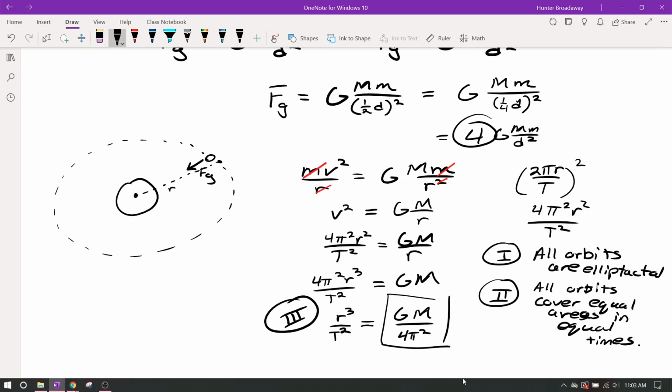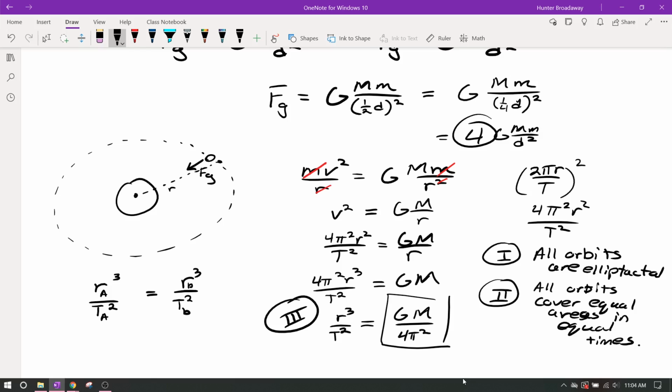Oh, okay. All right, so the third law, you could write it like this with GM over 4 pi squared, and that's one way to write it. The other way to write it is as a proportion, if you have two objects that are rotating around the same body. So you could say that the r cubed over the T squared of one object is equal to the r cubed over the T squared of the second object.